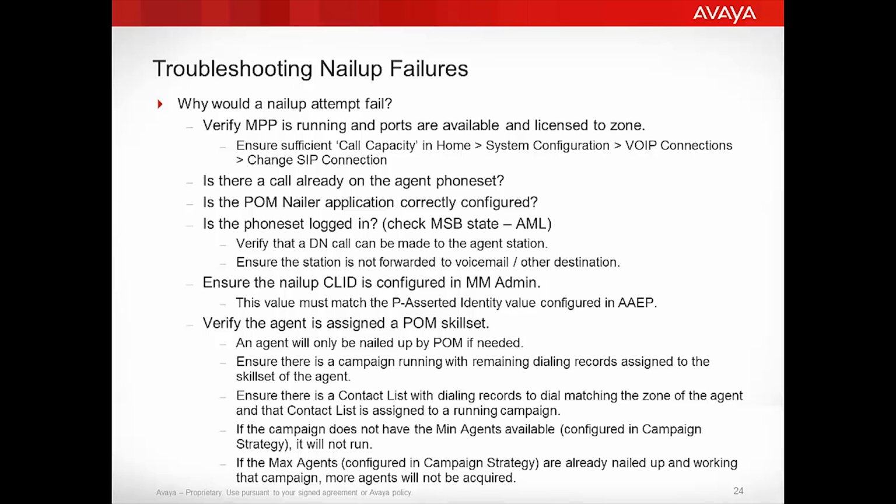Make sure there's a contact list with dialing records to match the zone of the agent, and that the contact list is assigned to a running campaign. If the campaign does not have the minimum number of agents available, it won't run, so the agents won't get nailed up. If the maximum agents are already nailed up and working that campaign, then more agents will not be acquired. So here your agent could log in, but perhaps not get nailed up because the maximum number of agents has already been achieved.